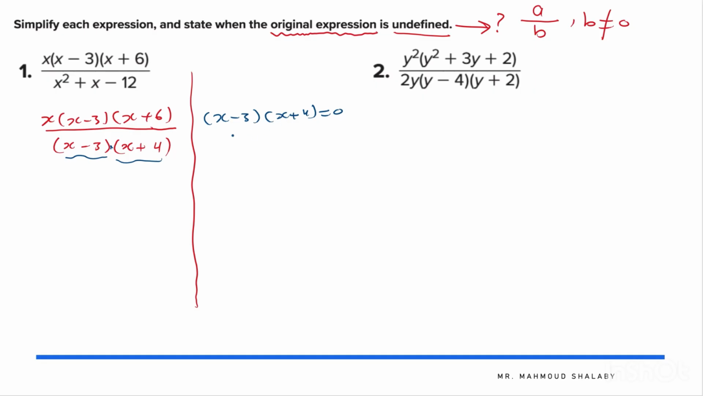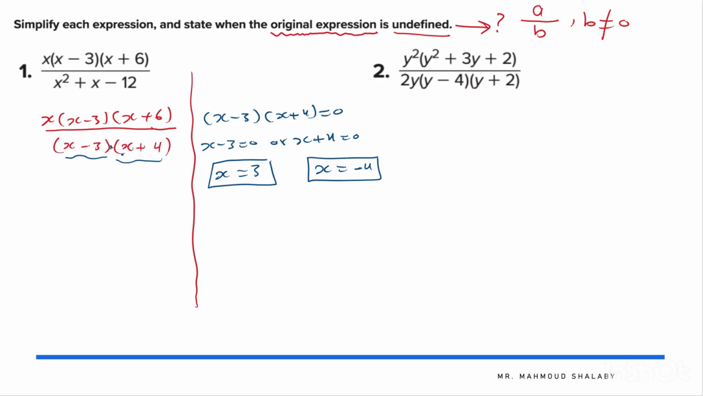In this case, we will have 2 choices. Either x minus 3 is 0 or x plus 4 is 0. This will lead us to x equals positive 3, and here x equals negative 4, and actually these are the values you found on the calculator when you factored the denominator. So this is the answer of the second part. State when the original expression is undefined: when x equals 3 or x equals negative 4.